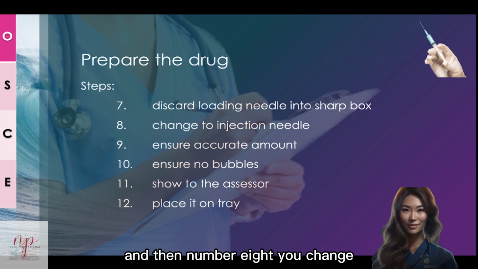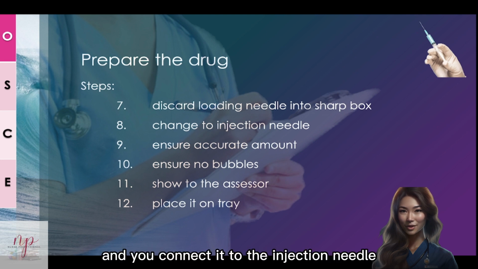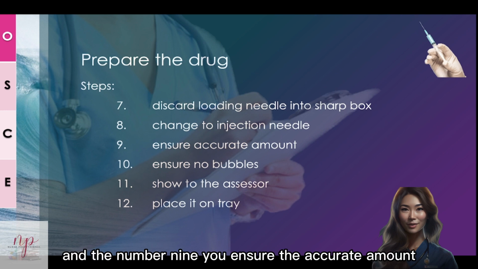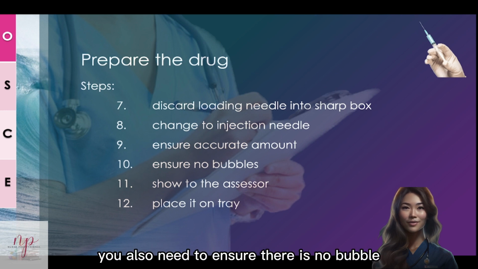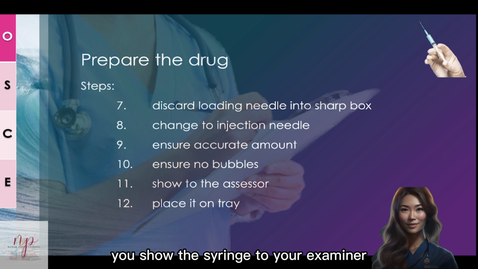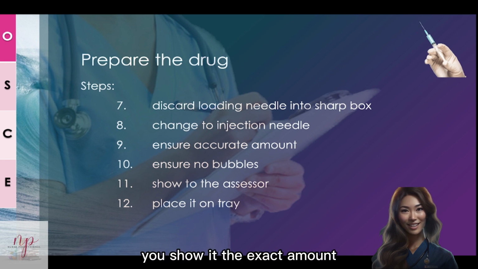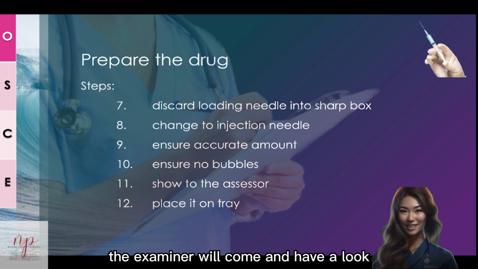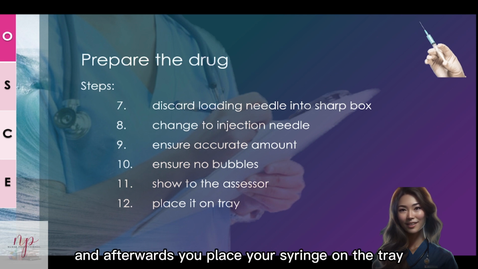And then number 8, you change and connect it to the injection needle. And then number 9, you ensure the accurate amount has been drawn. You also need to ensure there is no bubble. After you ensure all these, you show the syringe to your examiner. You show it the exact amount. The examiner will come and have a look. And then afterwards, you place your syringe on the tray.